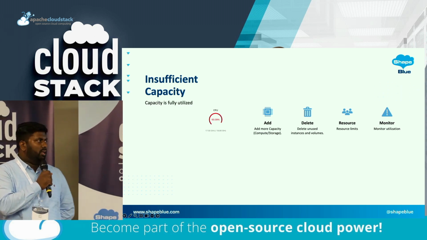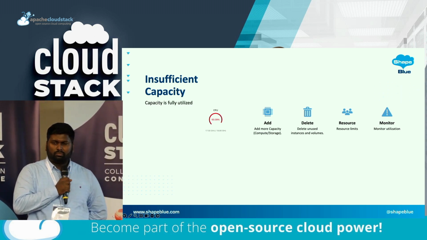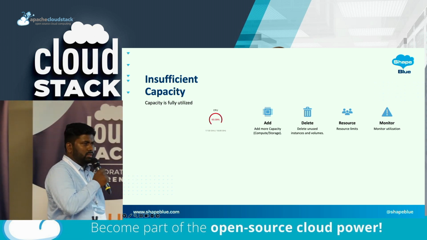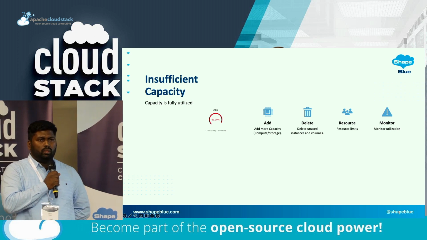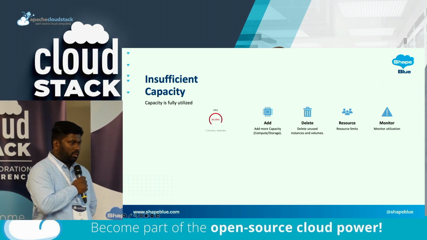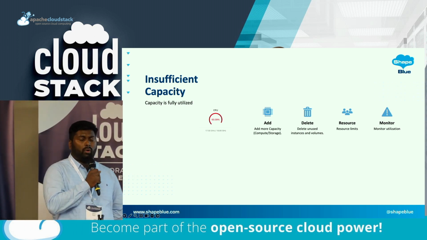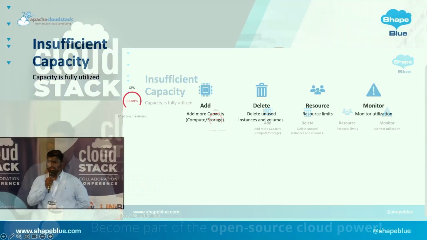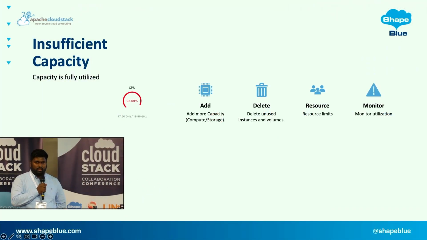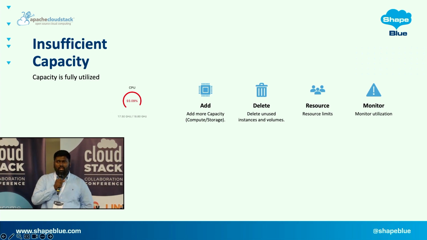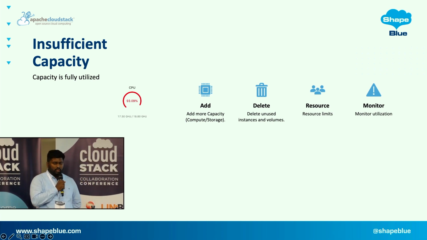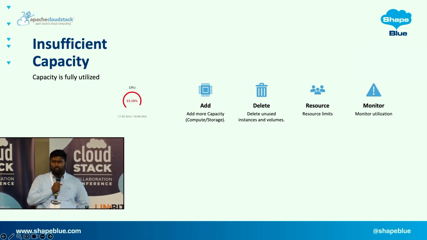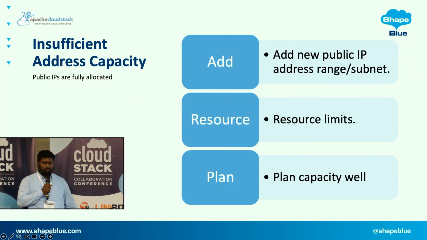So the way around that is to add more capacity. If there are resources that are occupying your infrastructure that could be deleted, you could remove them. And another way to avoid hitting this issue is to use resource limits efficiently. It's a great feature. If you use resource limits efficiently across accounts, domains, and so on, you could avoid hitting this issue in general. And if you have good monitoring, definitely that will be of great use to you.